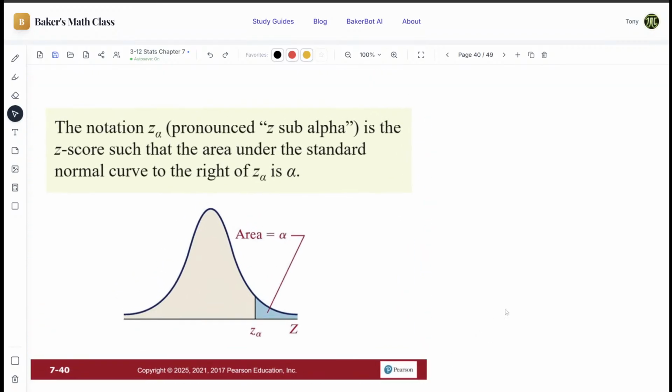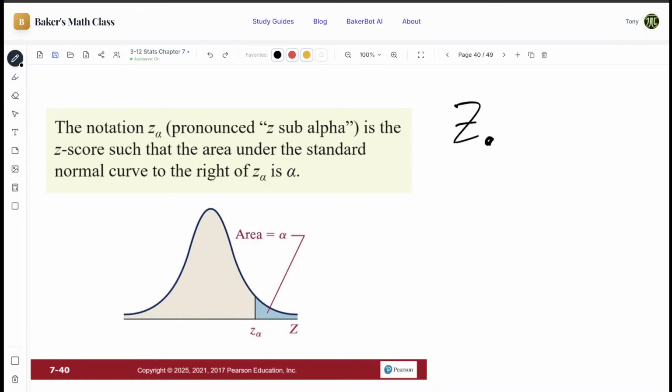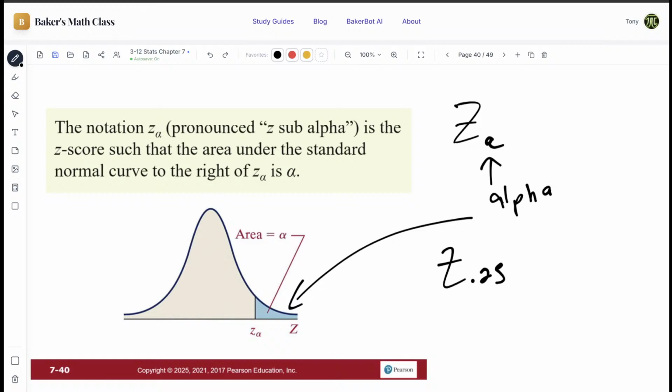All right. So you will see the symbol Z with a little alpha underneath it. That's alpha, and it's telling you the area to the right of the curve. So Z.25 would mean that percentage right there is 0.25 in that little area right there.